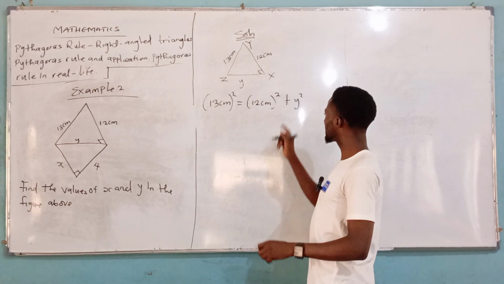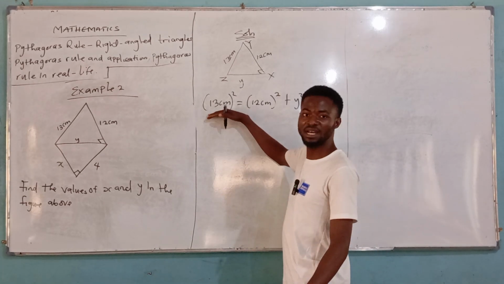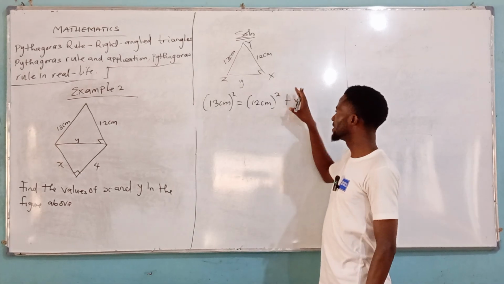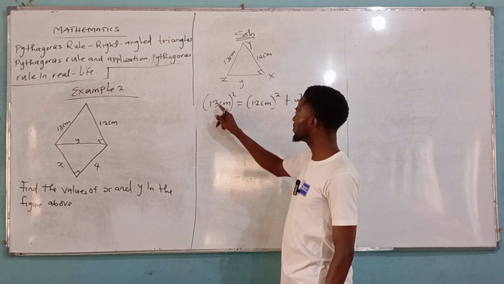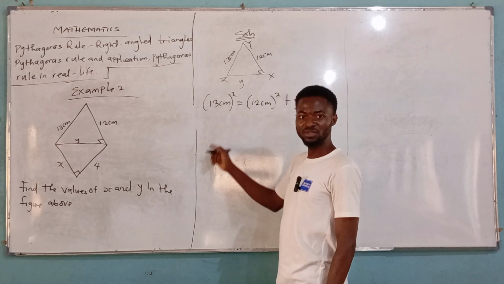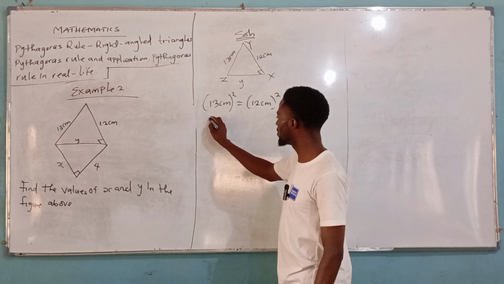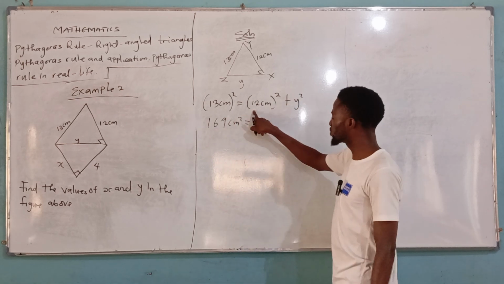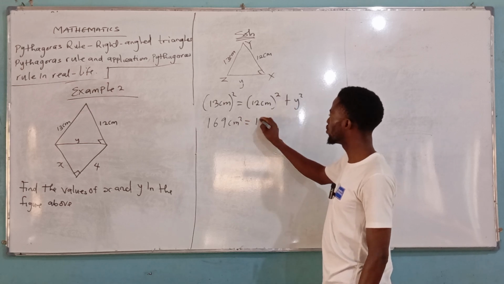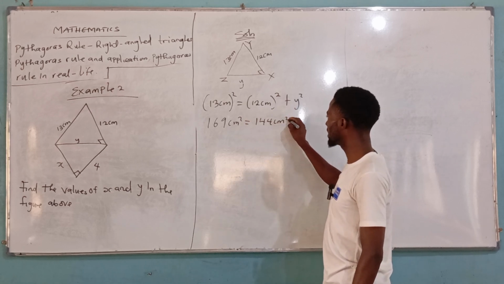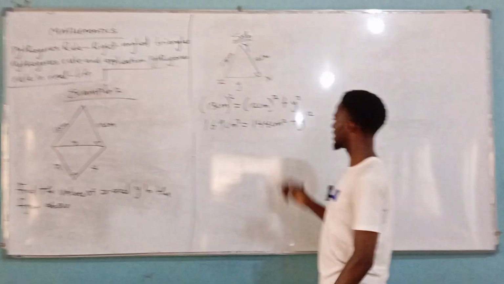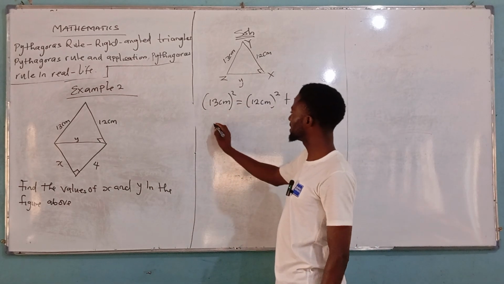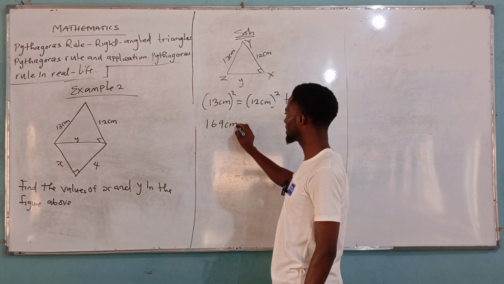So from here, if we take a look at this critically, this is our hypotenuse, this is the two other sides. But what we want to find is here. So we need to find the squares from here. If you take the square of this, based on the way we did in the first video, you should be having 169 centimeter square is equal to 12 centimeter, now we are having 144 centimeter square plus y square. So if we find the square of 13, it is 169 centimeter square.